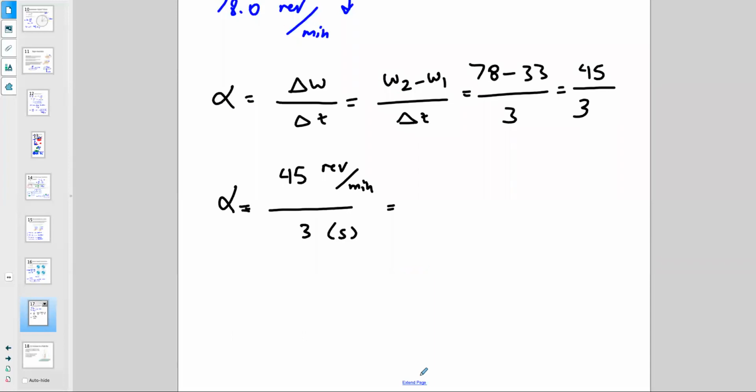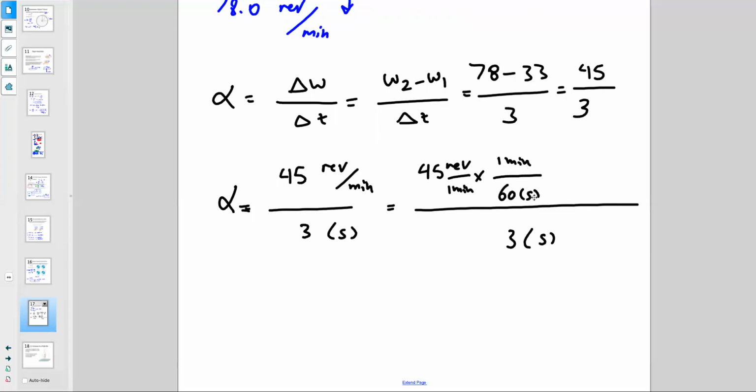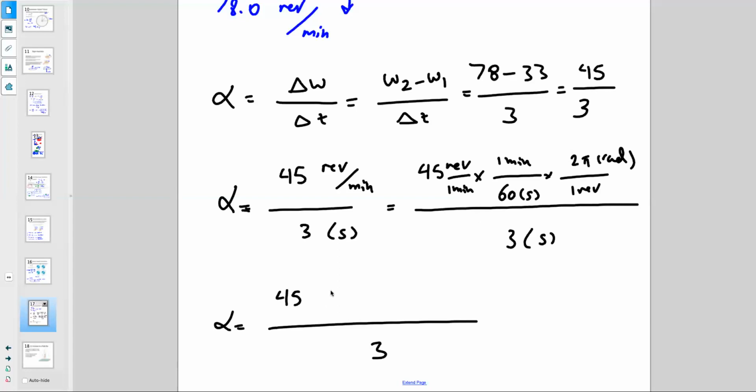Okay, so far the method is correct, but we have to be able to change this a little bit. So let's see how I can do this. So 3 seconds is for delta t, that is correct. 45 revolution in 1 minute versus 1 minute is 60 seconds, and 1 full revolution will be 2 pi radian. Okay, so now you have alpha being equal to 45 times 1 times 2 pi over 60. And let's see what the unit is. So this minute and this minute will cancel out. This revolution and this revolution will cancel out. So you have radian per second here.